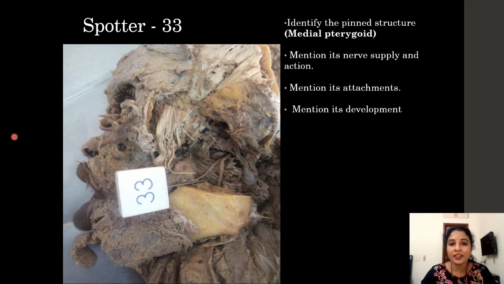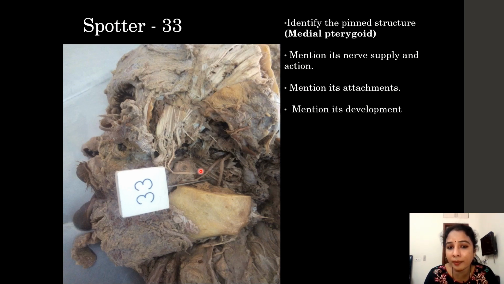So now we are digging up into the infratemporal fossa. The ramus of the mandible is removed here to show the muscles in the infratemporal fossa. There are two muscles present in the infratemporal fossa which belong to the muscles of mastication, the medial and lateral pterygoid muscles. First we shall begin with the medial pterygoid.